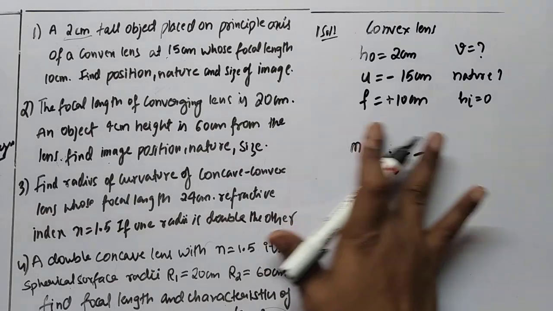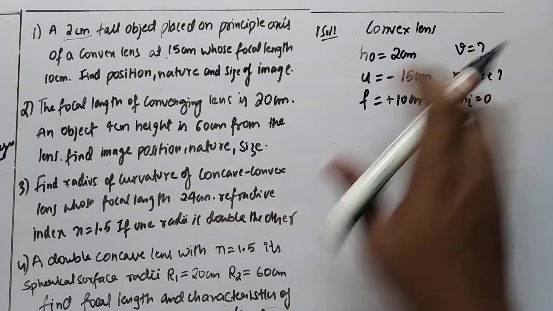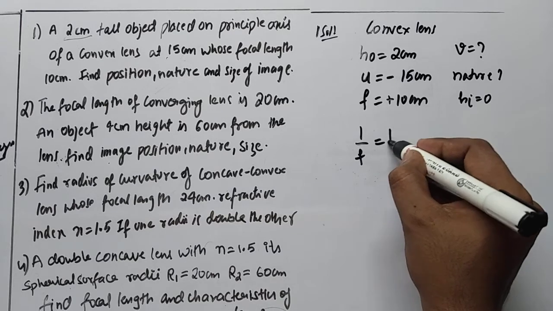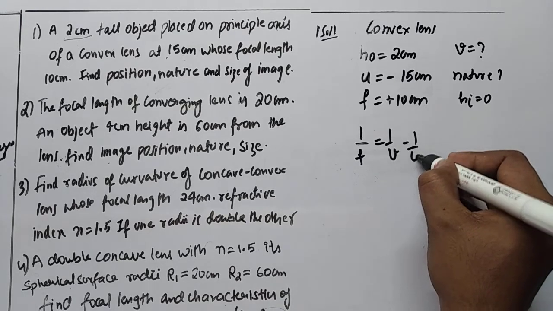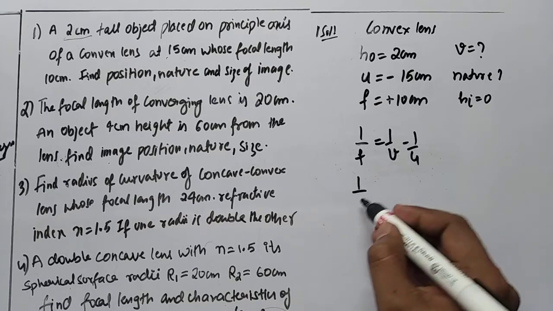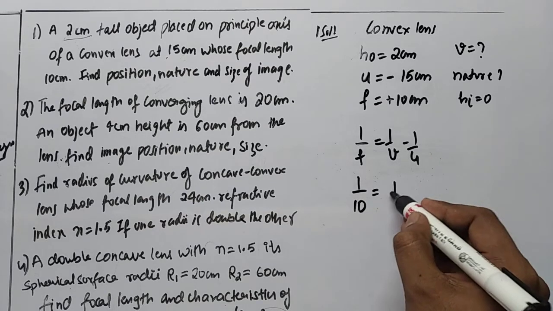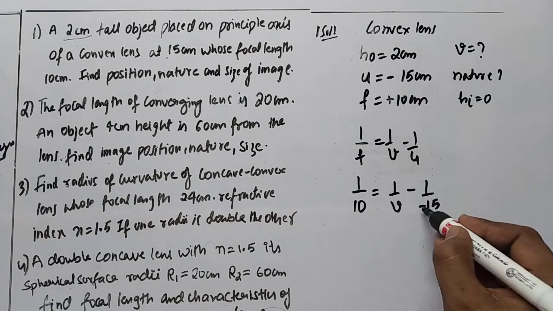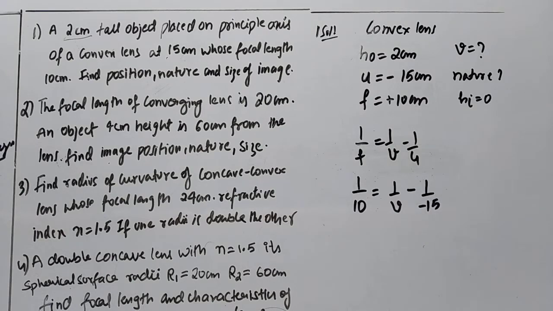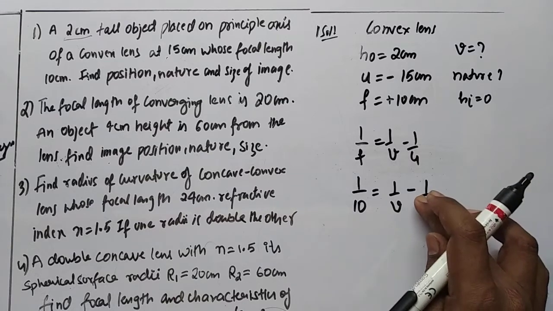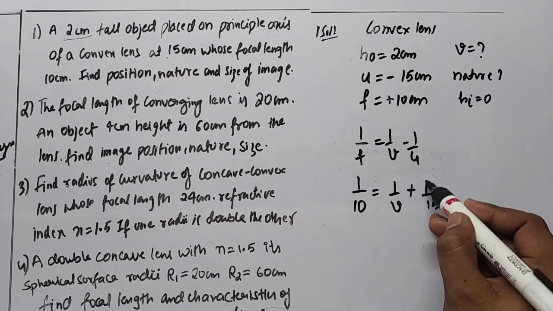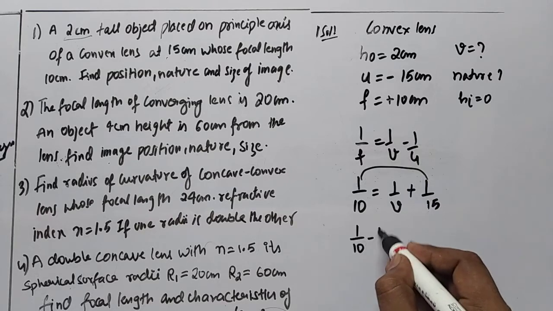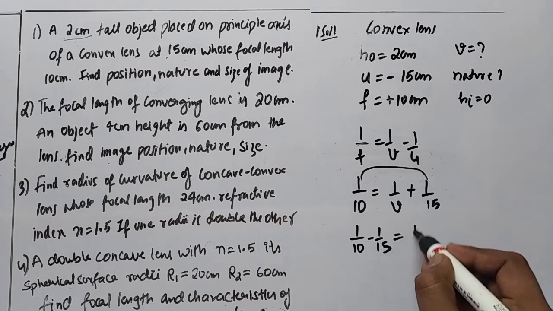Okay, so let me solve this question. First we will find the v value with the help of the lens formula. What is the lens formula? 1 by f is equal to 1 by v minus 1 by u. So 1 by f, the f value is 10; the v value we have to find; the u value in the question is given as minus 15. This minus 15 will become plus 15. So we get plus 1 by 15, and moving it to the right side, the left side will be 1 by 10 minus 1 by 15 is equal to 1 by v.